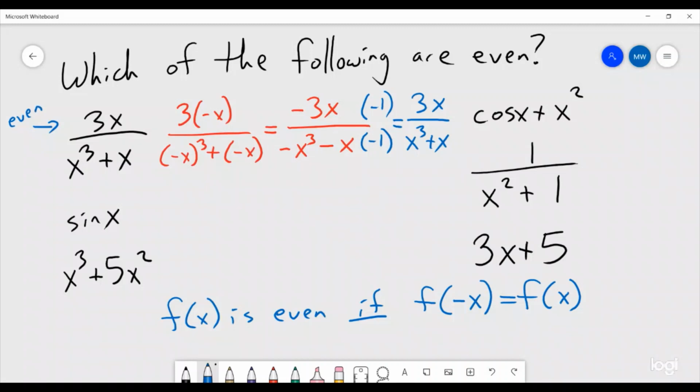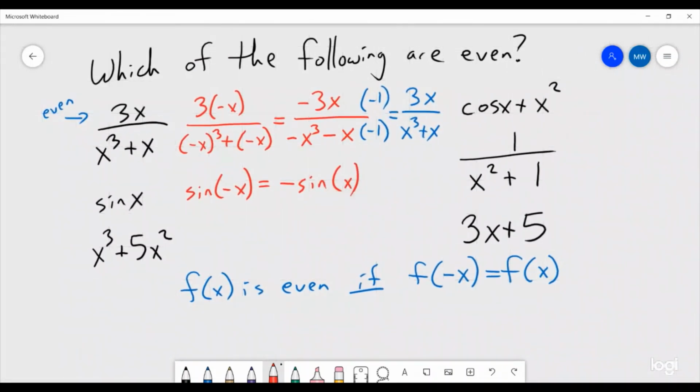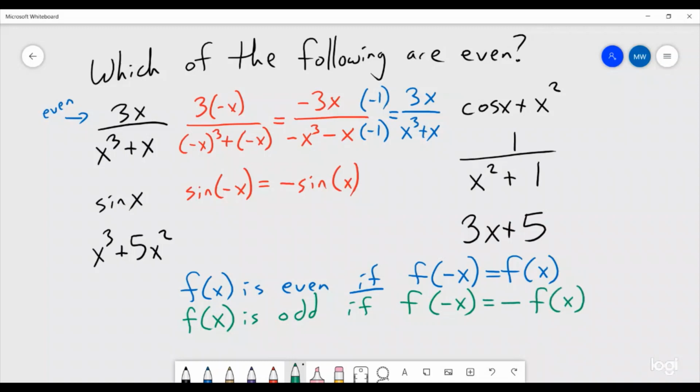Okay, how about sine x? Well, let's check sine. What is sine of negative x? Well, this is one of those properties that sine has, and it's one of the ones that's useful to remember. Sine of negative x is equal to negative sine of x. So this one is not going to be even. However, we might recognize that this is the definition of something as being odd. So we could go and figure out, or remember, that f of x is odd if f of negative x is equal to negative f of x. So sine of x is going to be odd.